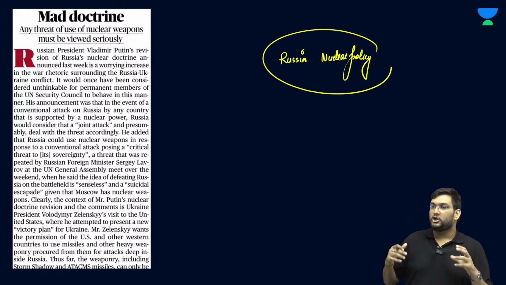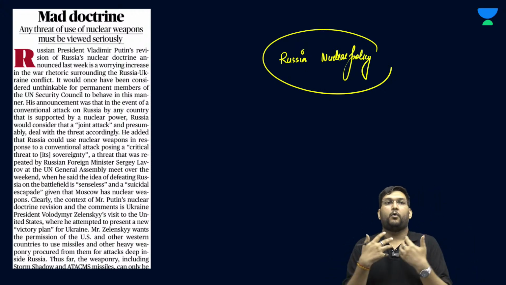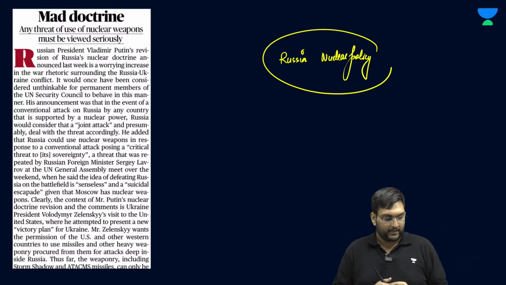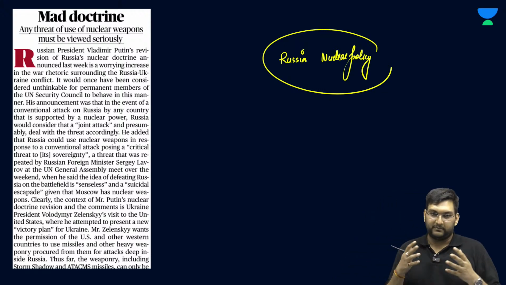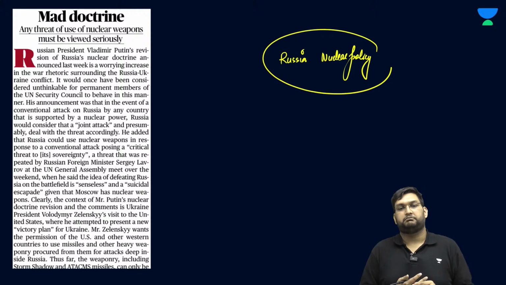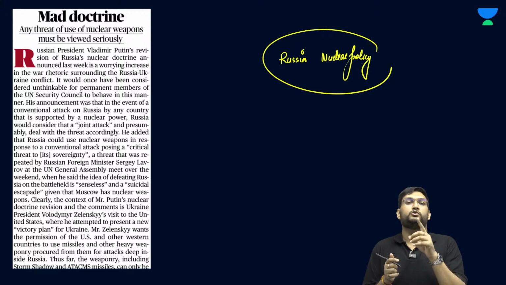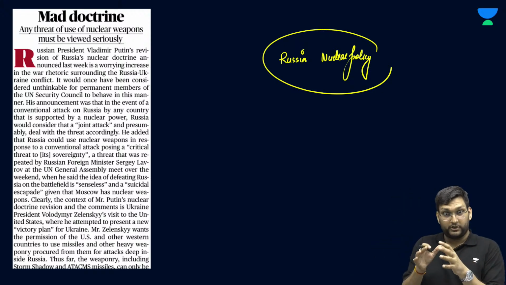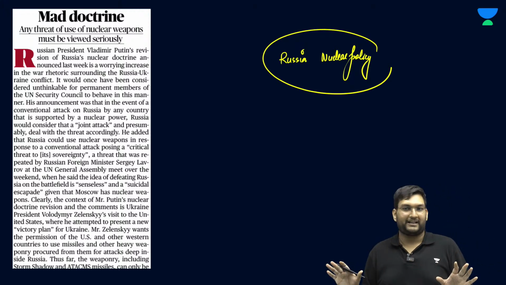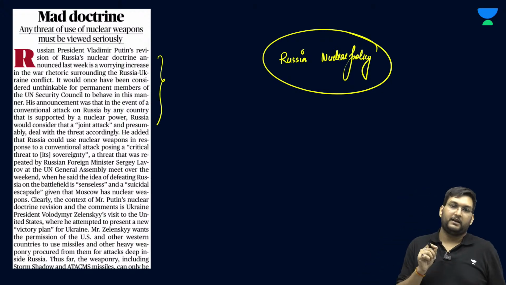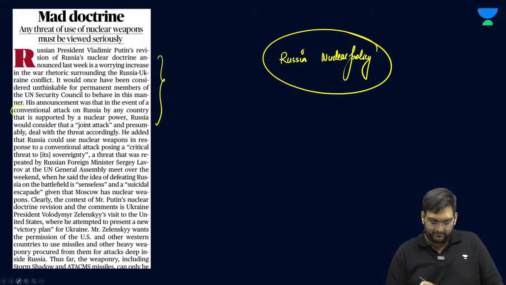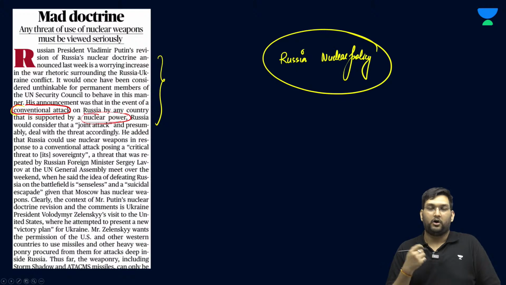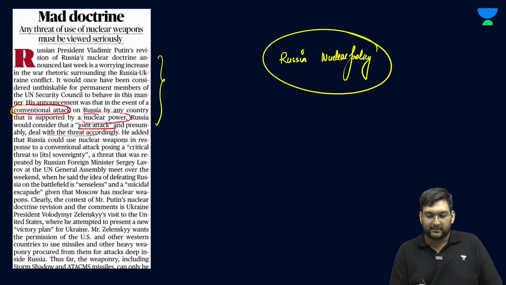And now Zelensky is talking about the concept of a victory, an open victory, or at least a victory in some form or the other. Now, Russia recently, and Vladimir Putin, through his ministers, has pushed out a new doctrine. And this is going to be the nuclear doctrine. Russia has been threatening to use nuclear power for a very long time in this war, but for the first time he's institutionalized it. And the idea is that, a very interesting point, if there is any conventional attack on Russia by any country that is supported by a nuclear power, basically referring to the US or the P5 powers, Russia would consider a joint attack and presumably deal with the threat accordingly.